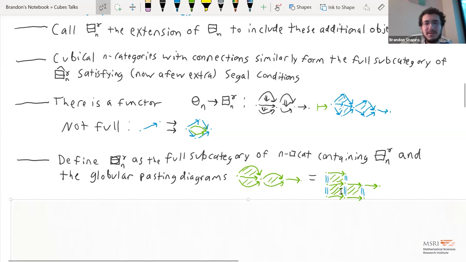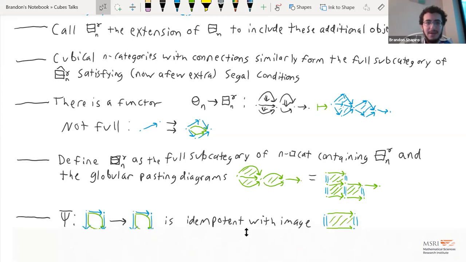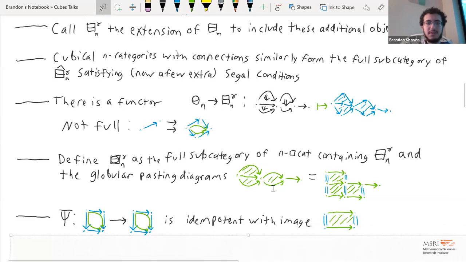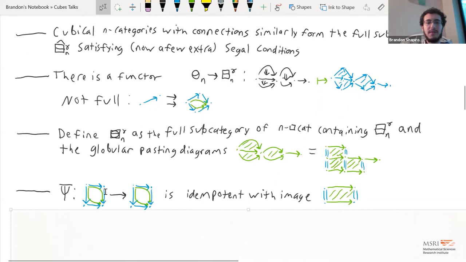So we can model the globular pasting diagrams as cubical N categories, specifically the ones that look like this. And then we can just extend our cubical theta N to include these as well. And I'm going to write that as theta both square and circular to indicate that it has both the cubical and the globular pasting diagrams in it. So one of the reasons we want to do this is because this map we saw before from the square to itself in cubical theta n is idempotent, and now we can split it. We have an object that behaves like its image.